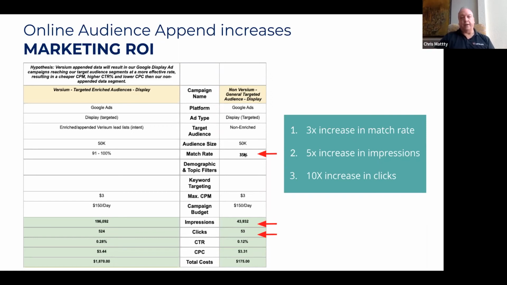You'll notice match rate, I've got the 3 arrows of the key points. But on the right column is the non-enriched data, and you're uploading it into the Google platform. And then the middle column, the left column, that is after enrichment. And you'll see the results I'm speaking to. First, you see a 3x increase in match rate, which means instead of reaching 35% of those people in that audience and putting ads in front of them, you're able to reach 91 to 100%.